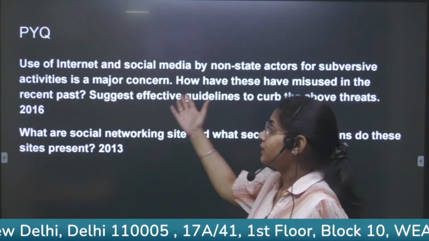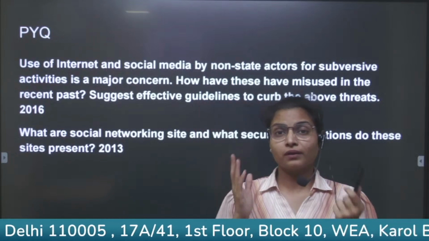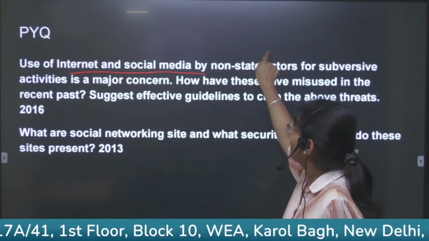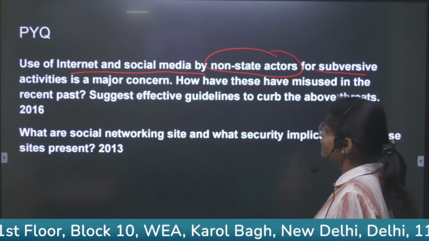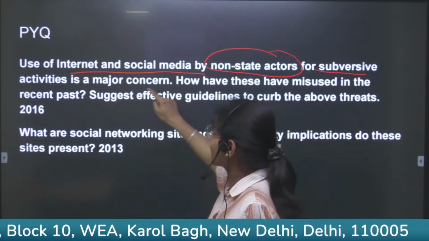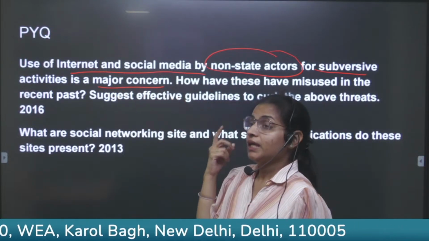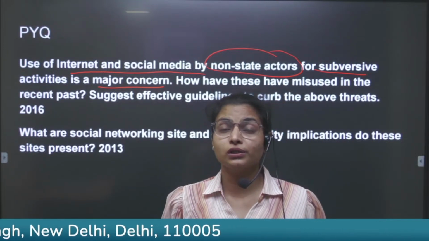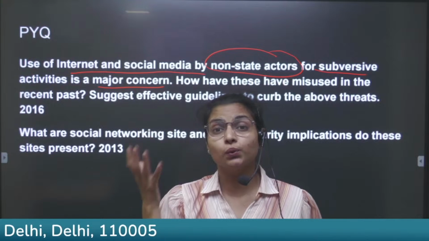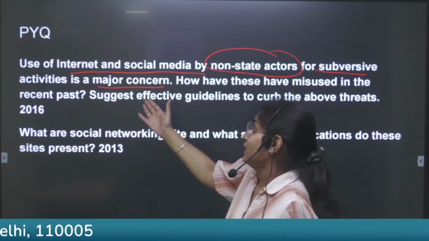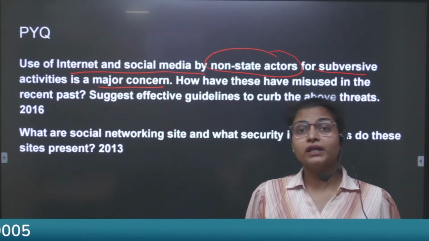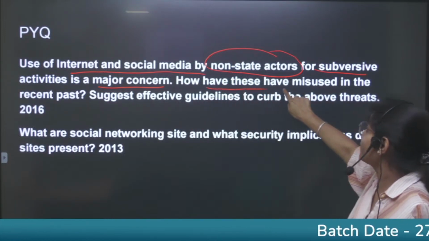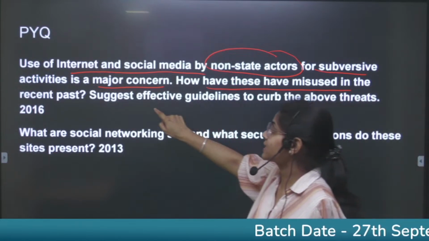After this, there are two previous year questions which you can relate to: the use of the internet and social media by known state actors for subversive activities is a major concern. It means here also you need to write how the internet and social media services are being used by the known state actors, like that is creating the problem. I have already given you the example of Al-Qaeda, ISIS, and how these have been misused in the recent past.